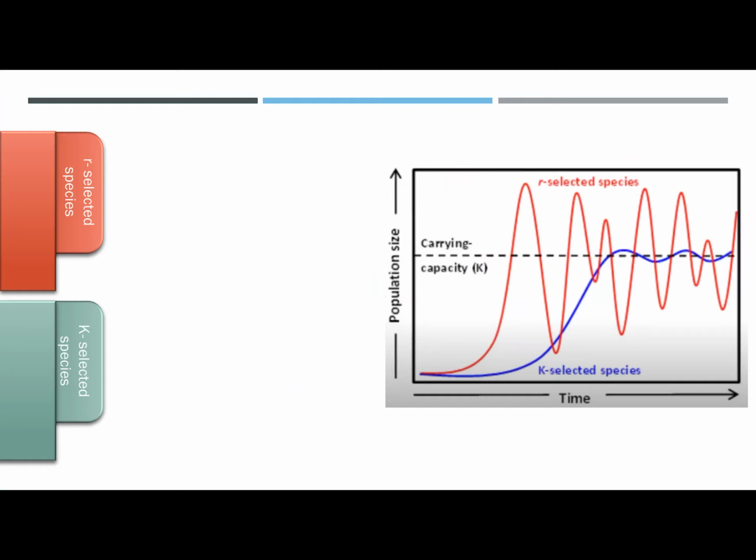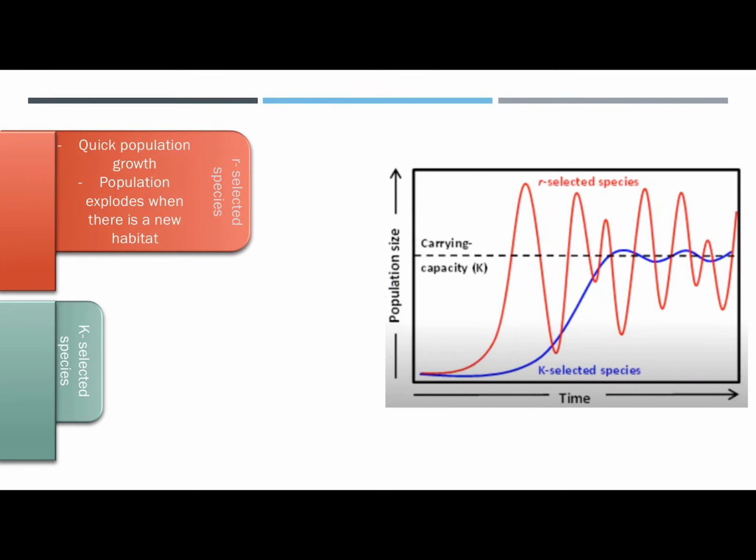So let's look at how R and K selected species respond to the carrying capacity. R selected species have quick population growth, and whenever there's a new habitat, their population just explodes. So this is why we say that a lot of invasive species are R selected, because they can adapt really quick and they just reproduce like crazy and take over. So we see it's kind of like boom or bust. There's a lot of resources, they go crazy, reproduce a lot, and then now there's no resources, so they fall and their population goes down. But then now there's a lot of resources, so they explode again, and it just keeps going in that cycle.